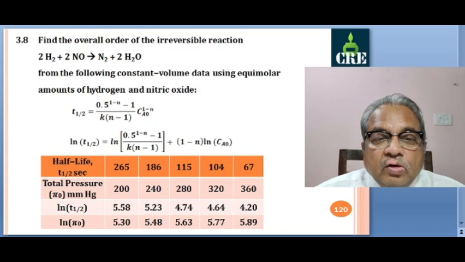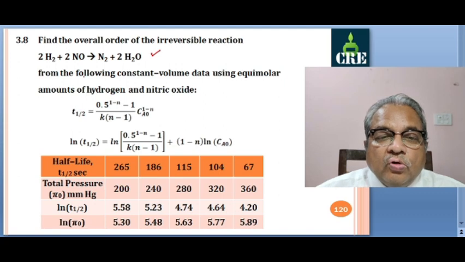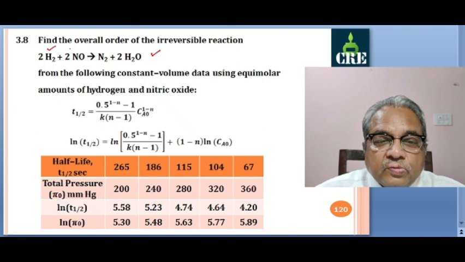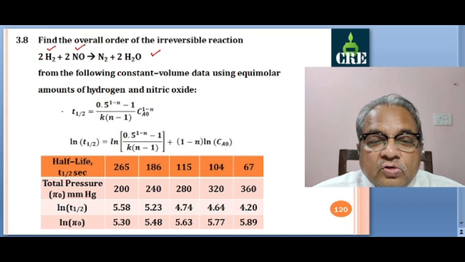Next, find the overall order of the irreversible reaction: 2H2 + 2NO giving you N2 + 2H2O. 2 moles of hydrogen react with 2 moles of nitric oxide to give you 1 mole of nitrogen and 2 moles of water, from the following constant volume data. So we have constant volume data using equimolar amounts of hydrogen and nitric oxide. So NO and hydrogen, 2 moles react with 2 moles. Equimolar amounts we are using.